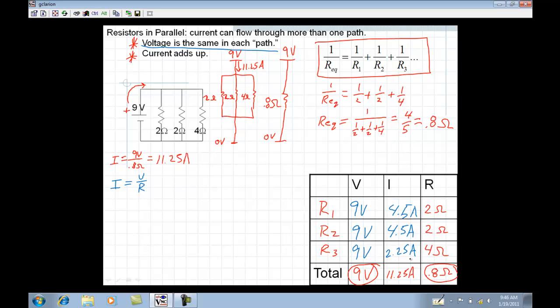Okay, so notice what happens. If I look at the current, some of the 11.25 is going to split up and go in this direction. 4.5 amps is going to go in that direction. And then in this direction, I'm also going to get 4.5 amps going through this path. So that leaves how much going through that path? 2.25 amps. Now, which branch is getting more current? Or which branch, I should say, is getting less current?